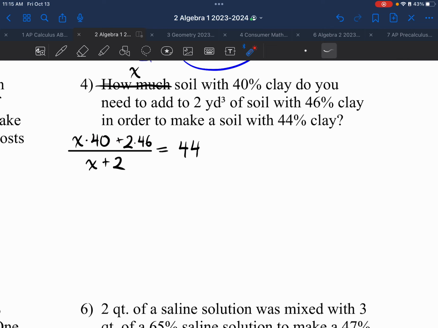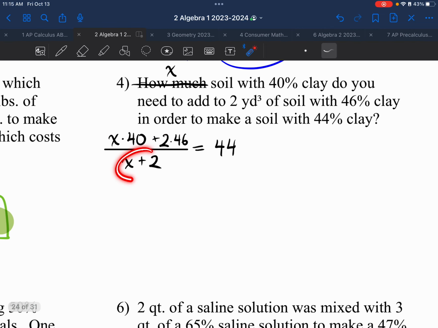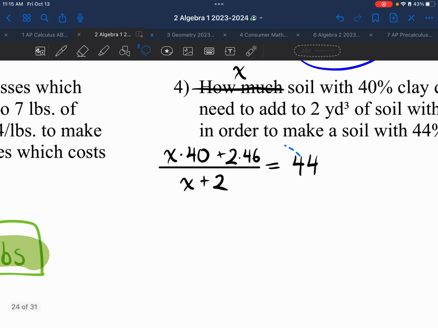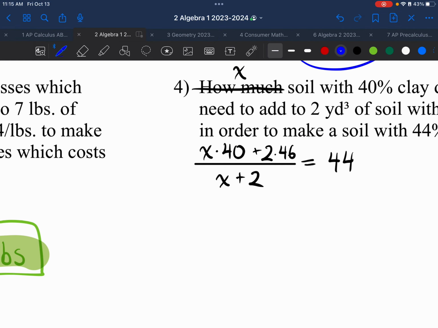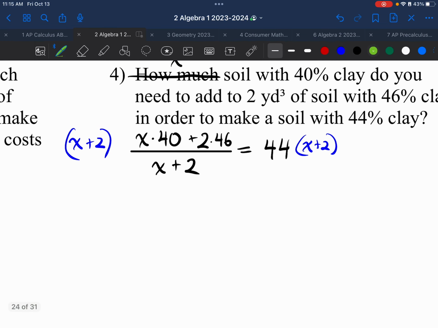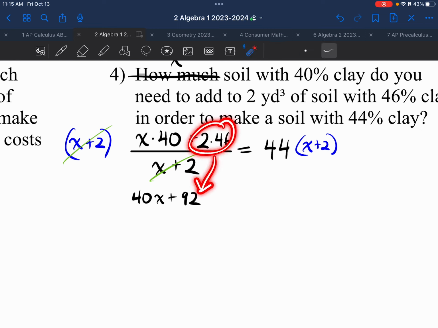And very similar to the last equation, we need to get rid of this pesky x plus 2. In the last equation, we got rid of the x plus 7 by multiplying by x plus 7. In the same way, we're going to get rid of the x plus 2 by multiplying by x plus 2 on both sides. So I think I need a little bit more room, so I'm going to move you up here. And I'm going to say multiply this by x plus 2 on the entire left and right-hand side. What will happen is this term and this term will cancel out, leaving you with just the 40x plus 92. How do I get 92? 2 times 46 is 92.